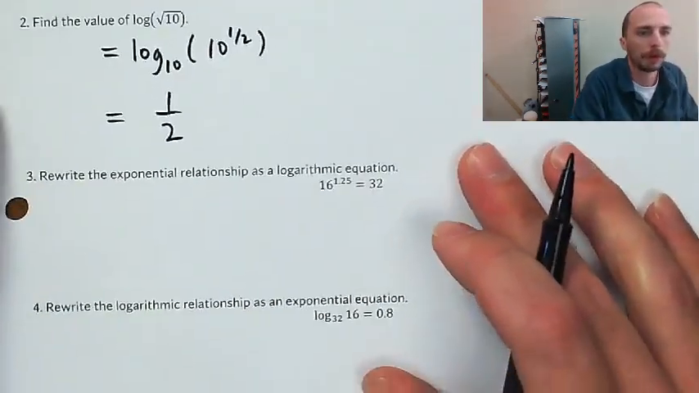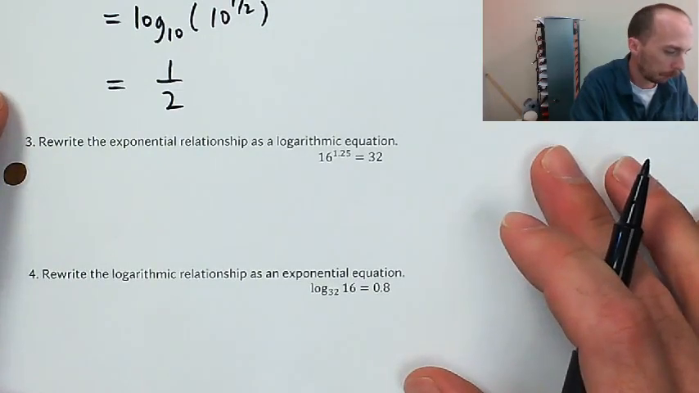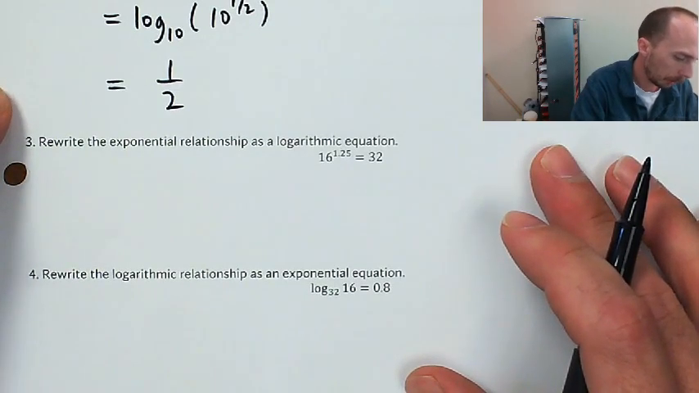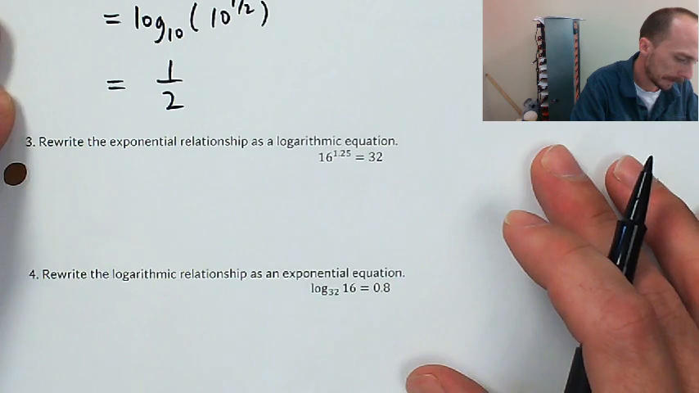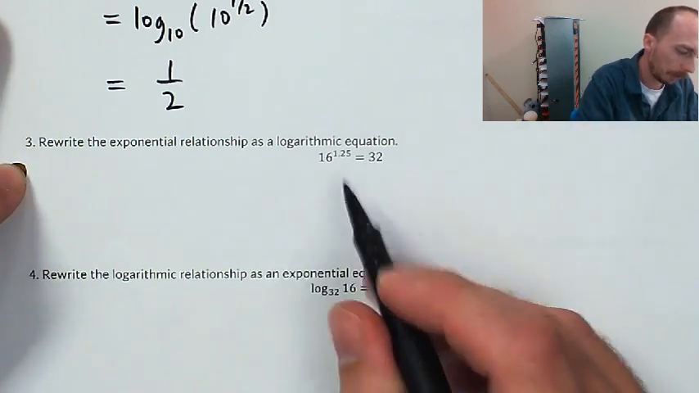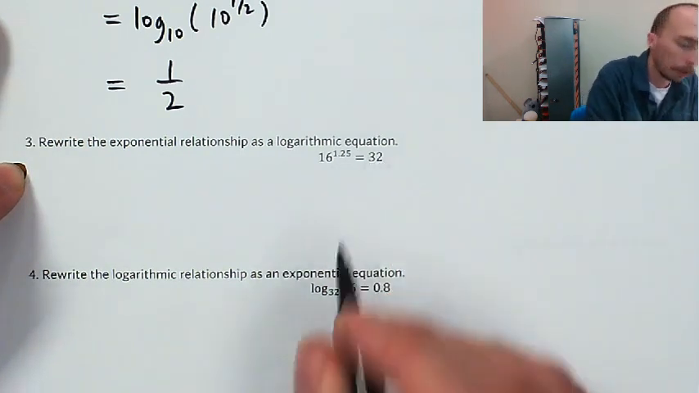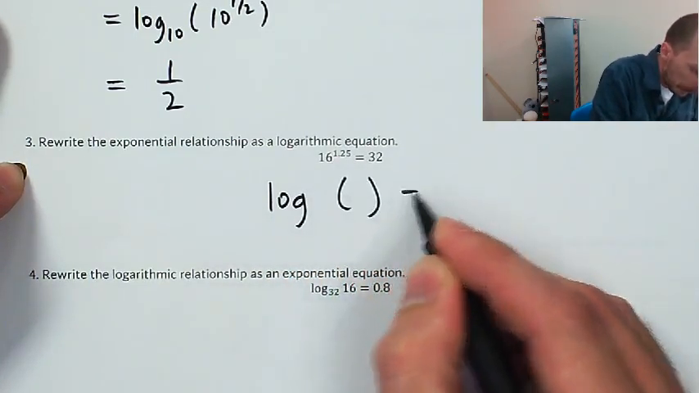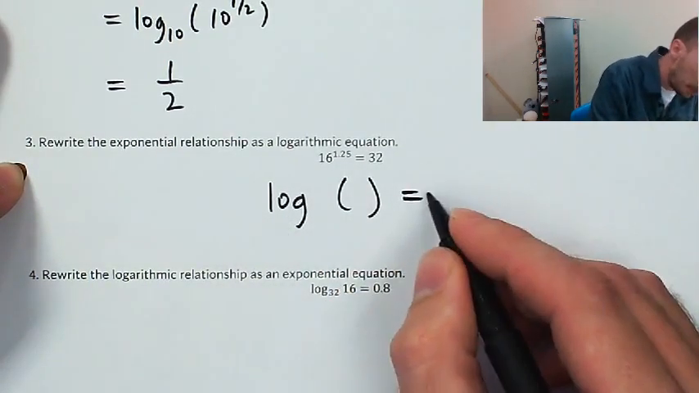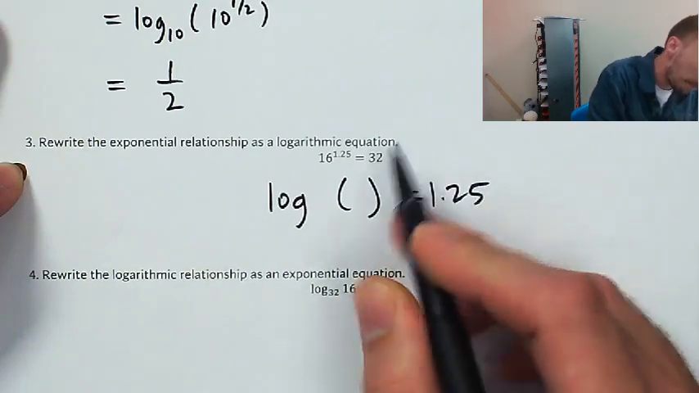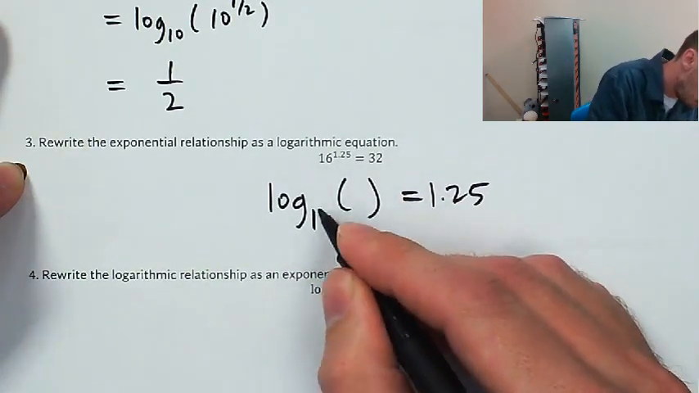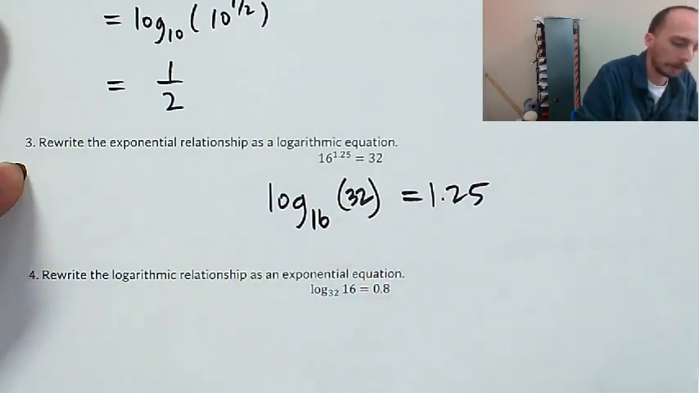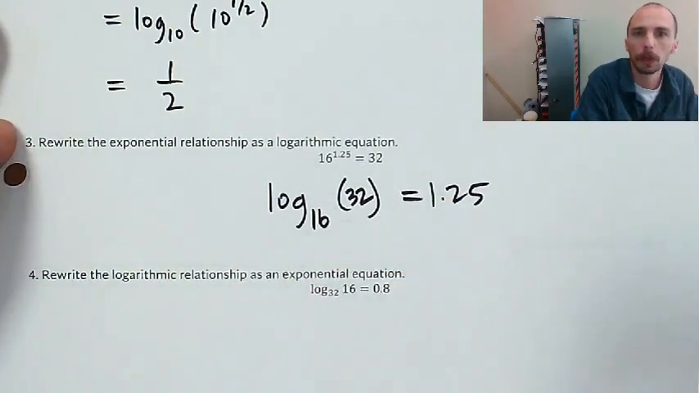For number 3, we're going to rewrite the exponential relationship as a logarithmic relationship. 16 to the 5/4 equals 32. Okay, so we're going to say the log of something equals something else. The log equals the exponent. The base of the log is the base of the exponential, and so 32 would go in here. Okay, so that's our logarithmic equation.